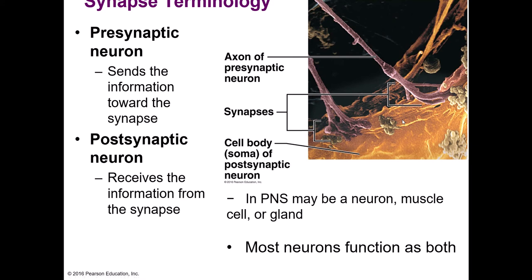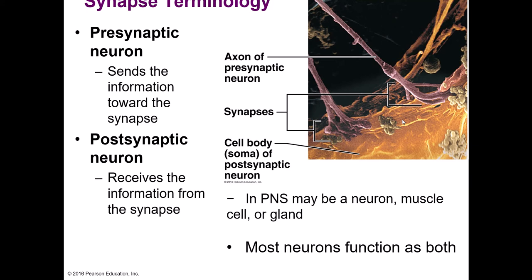There's a little bit of terminology associated with synapses, and we use two terms to describe where we are in relation to the synapse itself, to that cleft that's full of fluid. So we have a presynaptic neuron and a postsynaptic cell, because it's not always a neuron. The presynaptic neuron is the cell that is sending the information towards the synapse. The postsynaptic cell is receiving the information from the synapse. That postsynaptic cell could be another neuron, or a muscle cell, like we saw with the neuromuscular junction, or even glandular tissue, like the thyroid or your sweat glands.